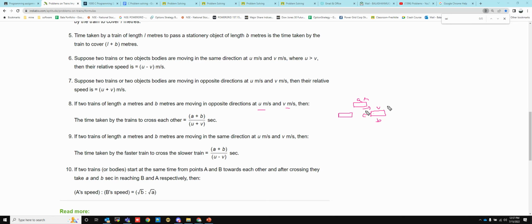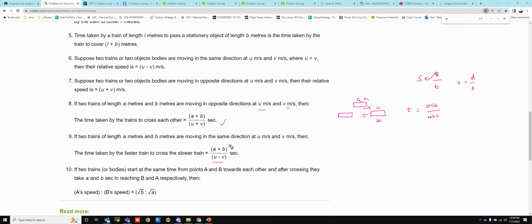Always remember this: speed is equal to distance by time, right? So time will be distance by speed. So total distance will be A plus B. The time taken will be A plus B divided by the relative velocity. Since it's moving in opposite direction, relative velocity will be U plus V. If it is moving in the same direction, the distance will be the same, but the relative velocity will be U minus V.